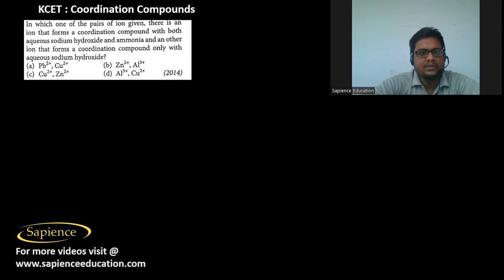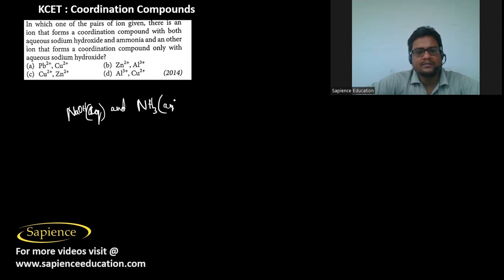Then it is told: in which one of the pairs of ions given is there an ion that forms a coordination compound with both aqueous sodium hydroxide and ammonia, and another ion that forms a coordination compound only with aqueous sodium hydroxide.